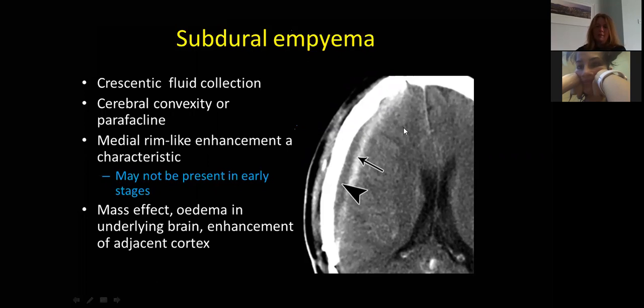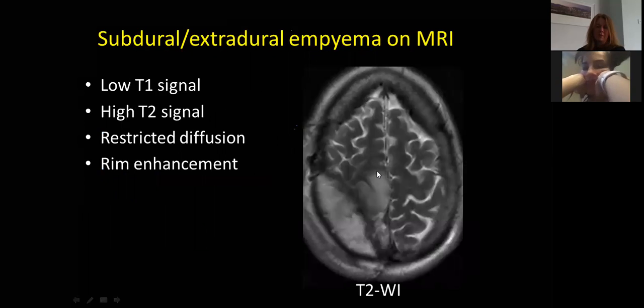I think the other thing you need to consider when you think you might have an empyema is to look for any cerebritis or sort of early abscess formation in the underlying brain, which can be a really good marker for this being a subdural empyema rather than just a bit of fluid after surgery.